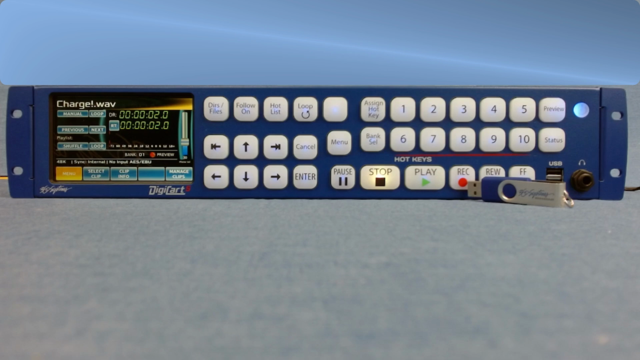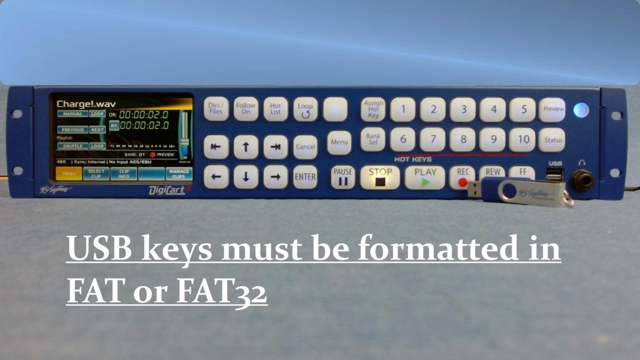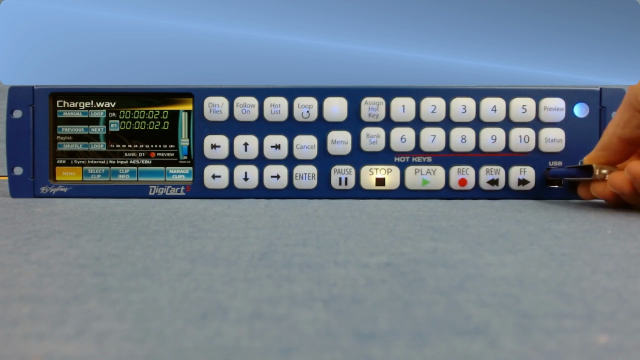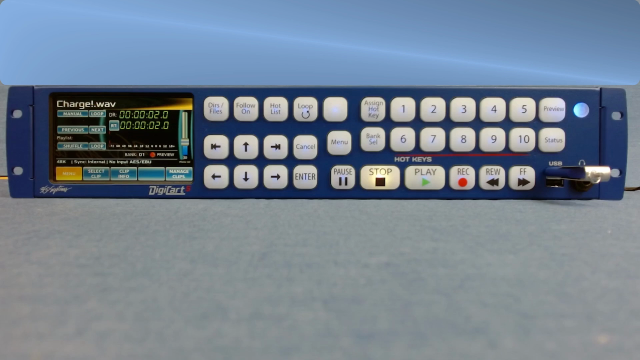The easiest way to transfer files on and off the system is by having the files on a USB key. Note that the USB key must be formatted in FAT or FAT32. You can use any free USB port on the front or rear of the system. For this example, we will insert the USB key into one of the front USB ports.